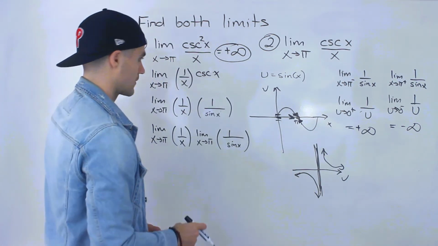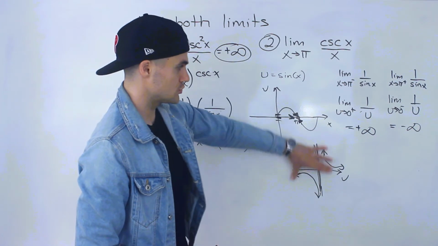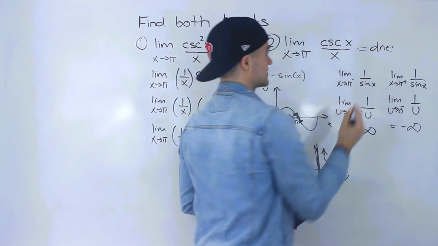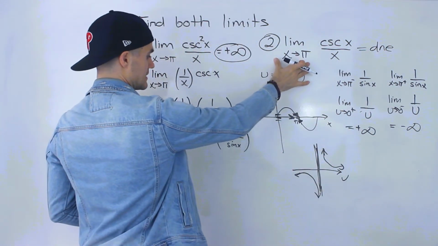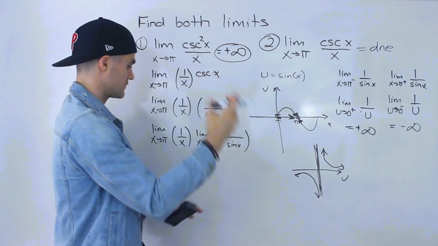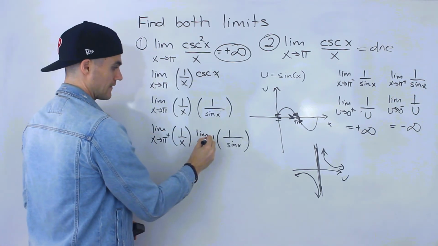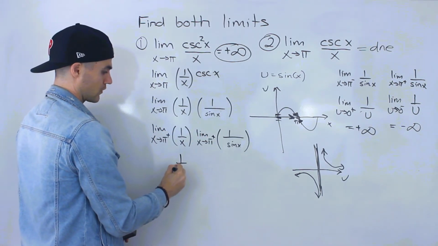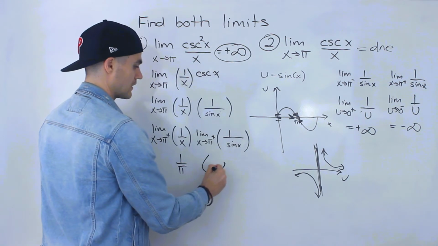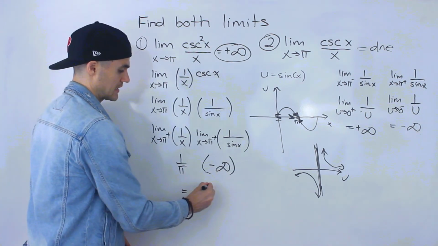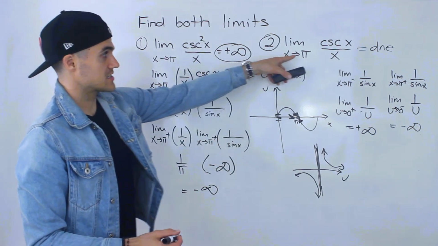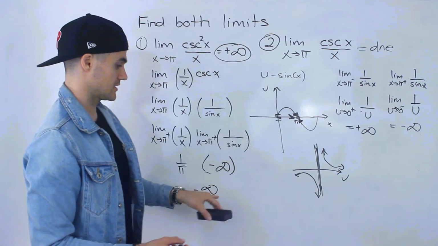And so because we're approaching two different values, this limit actually does not exist. Since we're approaching pi, we have to approach it from both the positive and the negative side. So if we put a positive here, this is going to be 1 over pi. And then this here is the same as this, and we know it's going towards negative infinity. So this times that is going to be negative infinity. So that's the limit as x approaches pi from the positive side: it's going to equal negative infinity.